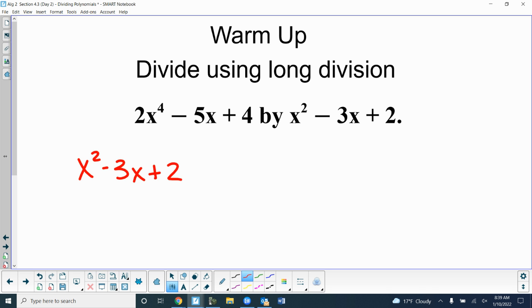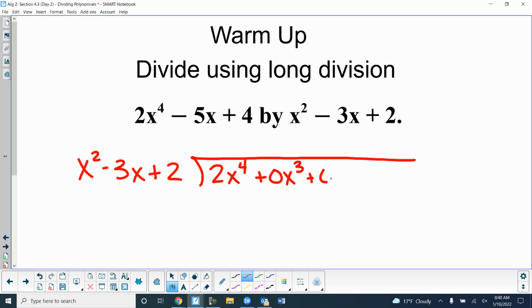It's a trinomial. Inside, our dividend is 2x to the fourth. Remember, if there's an x to the fourth, what else has to be there? X to the third. So it's not there, so you have to add 0x to the third. Also needs to be what? A 0x squared, right? And then the other ones.